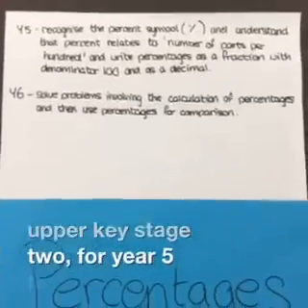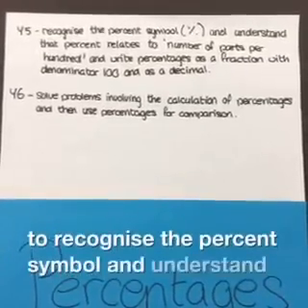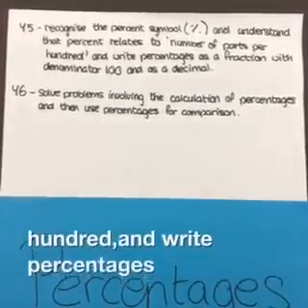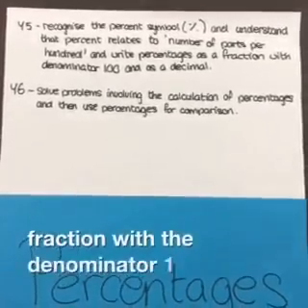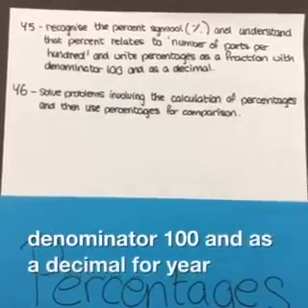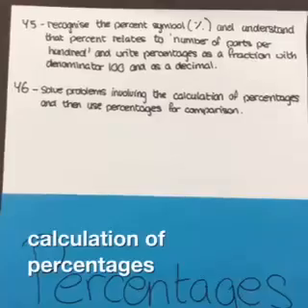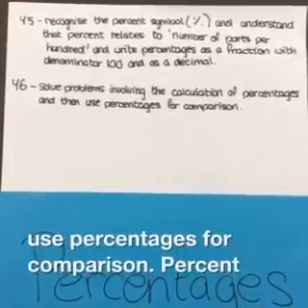For Year 5, to recognise the percent symbol and understand that percent relates to number of parts per 100, and write percentages as a fraction with denominator 100 and as a decimal. For Year 6, this is to solve problems involving the calculation of percentages and then use percentages for comparison.